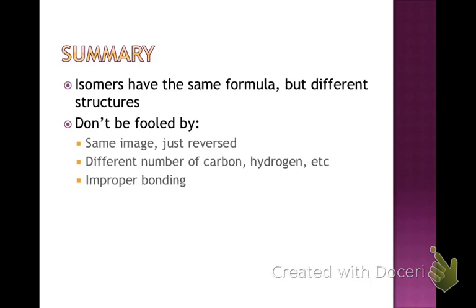So, as a summary, isomers have the same formula but different structure. So, rearrange all those carbons, hydrogens, and oxygens around. And here's some words of wisdom. Don't be fooled by the same image just reversed or flip-flopped. They will do that to you on a multiple choice question. Don't be fooled by having a different number of carbons, hydrogens, or any other element in there. Make sure that you have the right number of elements. And make sure they follow the proper bonding rules for HONC 1, 2, 3, 4. I have seen some multiple choice answers where they give you this possible isomer. Well, hydrogen can't have two bonds, so this is not a possible answer.